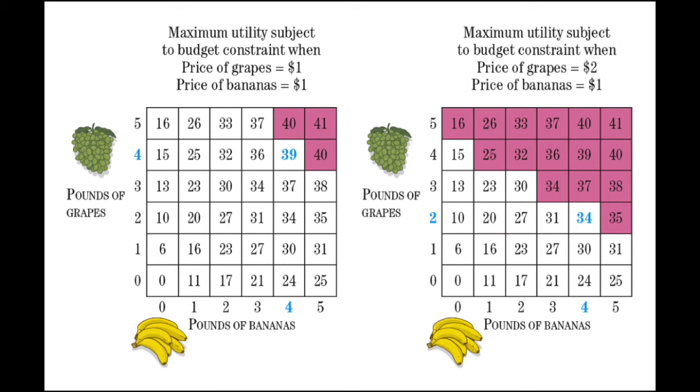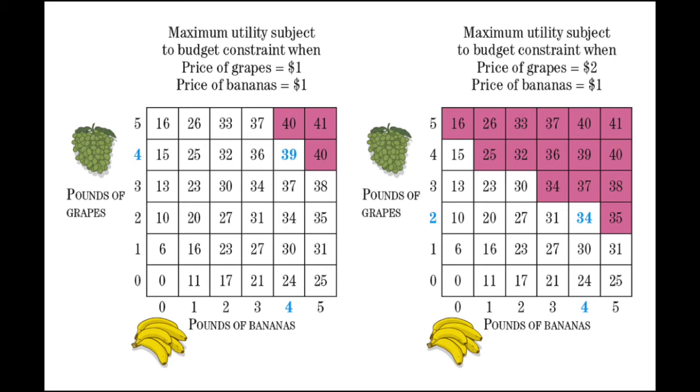We can see that if the consumer were utility maximizing, then an increase in the price of grapes from $1 to $2 per pound, holding the price of bananas at $1 and the spending limit at $8, will induce the consumer to decrease the quantity demanded of grapes from 4 to 2.